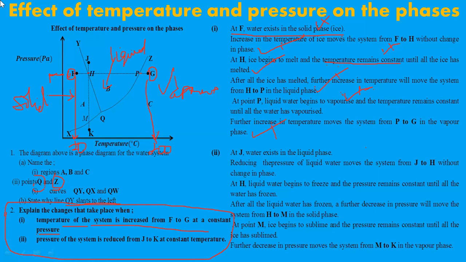Now, if that is very clear, I'm also going to give you a question because you seem to have understood this. Can you listen to my question? The question says, explain the changes that take place if the temperature of the system is decreased from D to F at constant pressure. I want somebody to explain that.